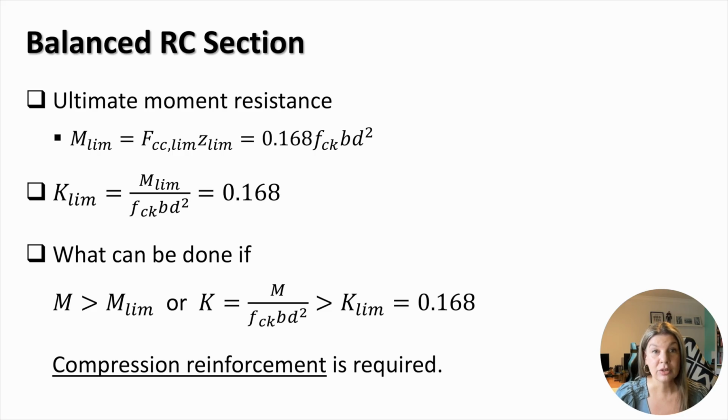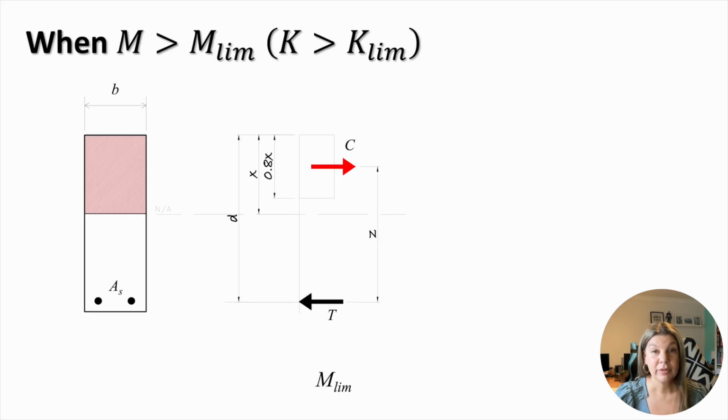However, these solutions are not always acceptable. For example, there might be some headroom constraints. The alternative solution is to use compression reinforcement in the section. A section with compression reinforcement is called doubly reinforced. Let's consider the design model of a doubly reinforced section.